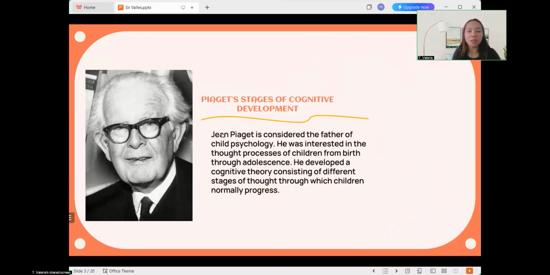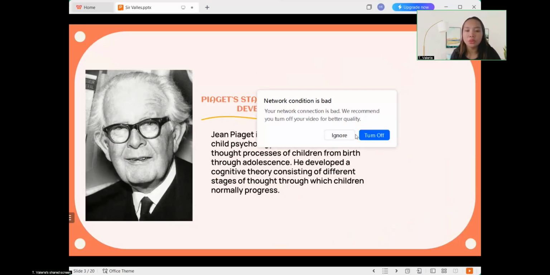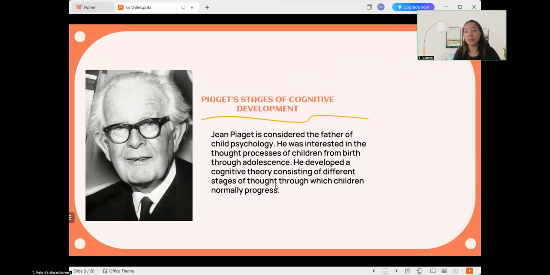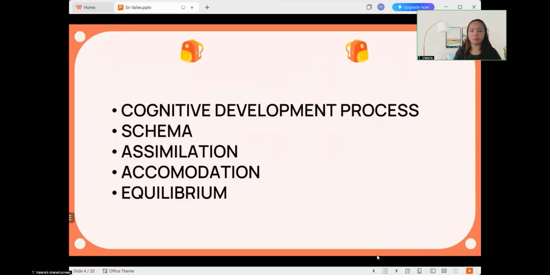Let's know more about Jean Piaget. So Jean Piaget is considered the father of child psychology. He was interested in the thought processes of children from birth through adolescence. He developed a cognitive theory consisting of different stages of thought through which children normally progress. Now let's have Jean Piaget's stages of cognitive development. Okay, but before we go to that, let's have this one first.